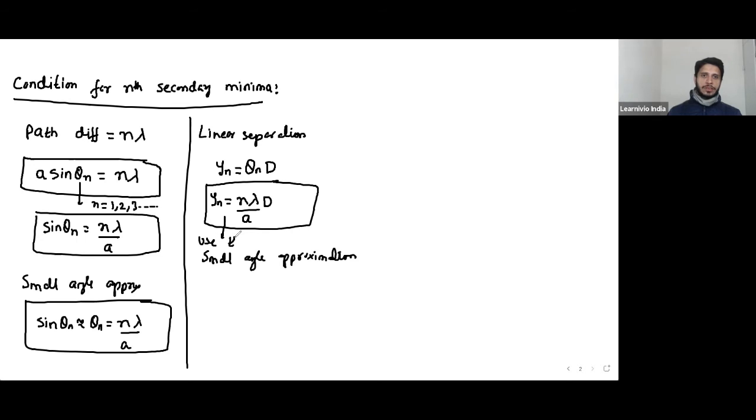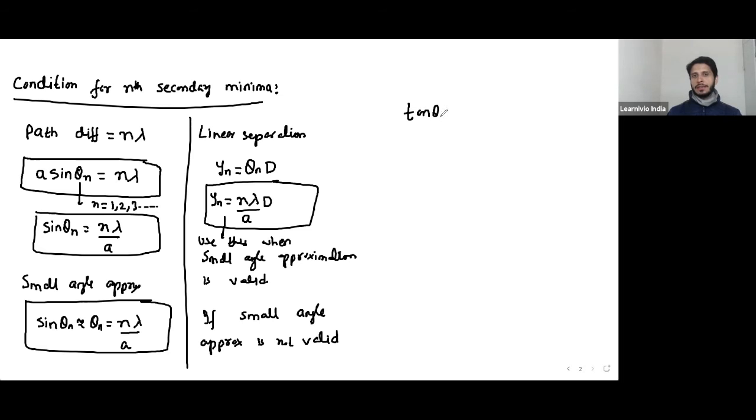So use this when small angle approximation is valid. If small angle approximation is not valid, then use this expression that tan theta n is yn by d for linear separation. But in the majority of cases, small angle approximation would be valid, so we'll use this relation simply, that yn is theta n into d. So that was the condition for secondary minimum.